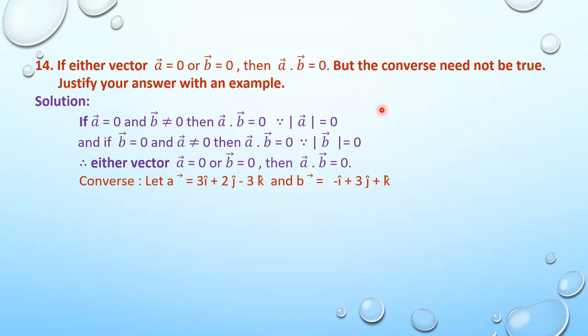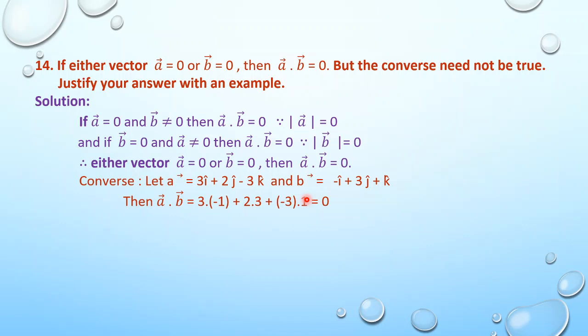Now let me take these two as an example. Okay, let us check whether a dot b will be equal to 0 or not. So here I got the dot product of these both equal to 3 into minus 1 plus 2 into 3 plus minus 3 into 1. So I will be getting minus 3 plus 6 minus 3, which is equal to 0. Correct? Even when vector a is not equal to 0, I got the dot product of vector a and b equal to 0.